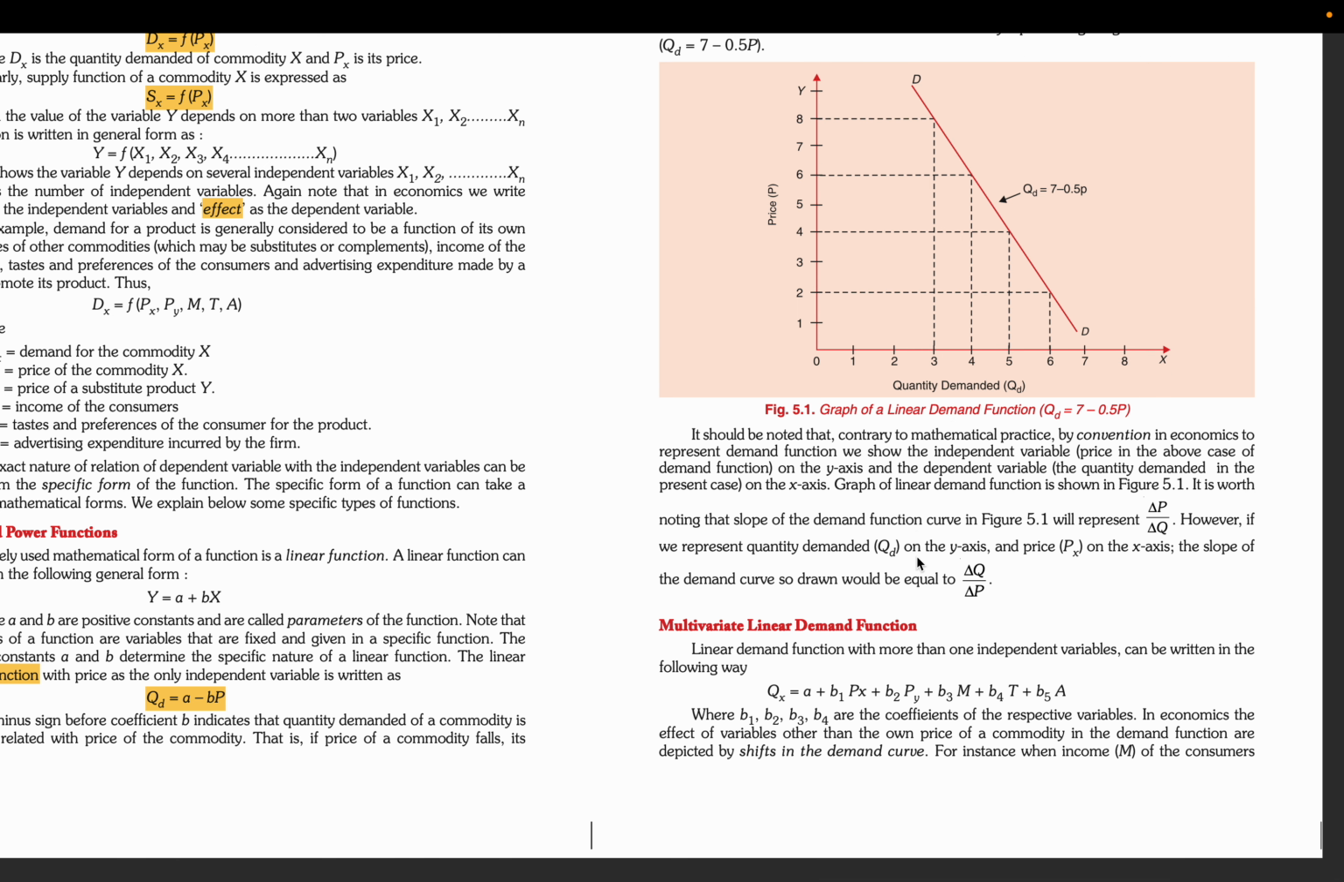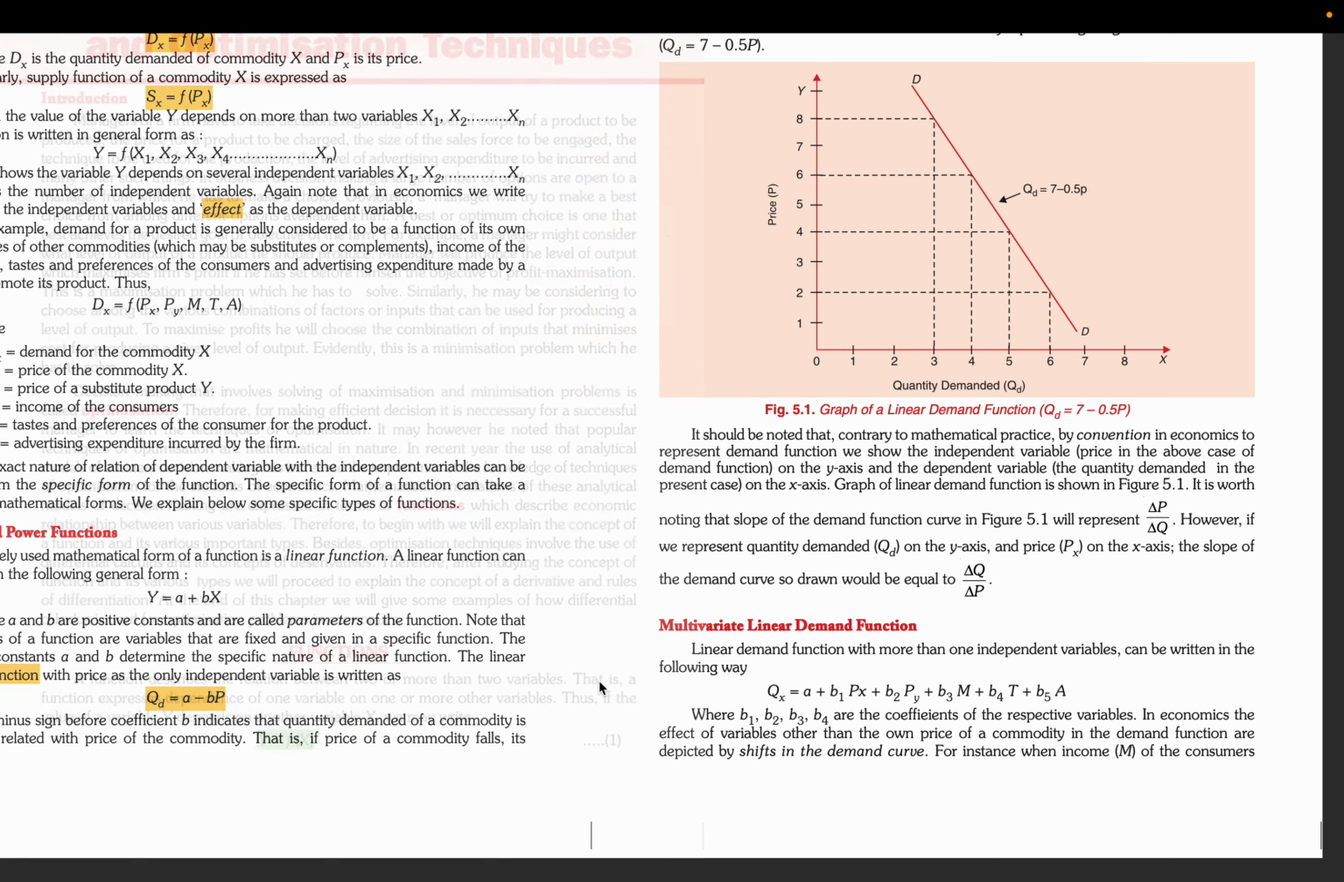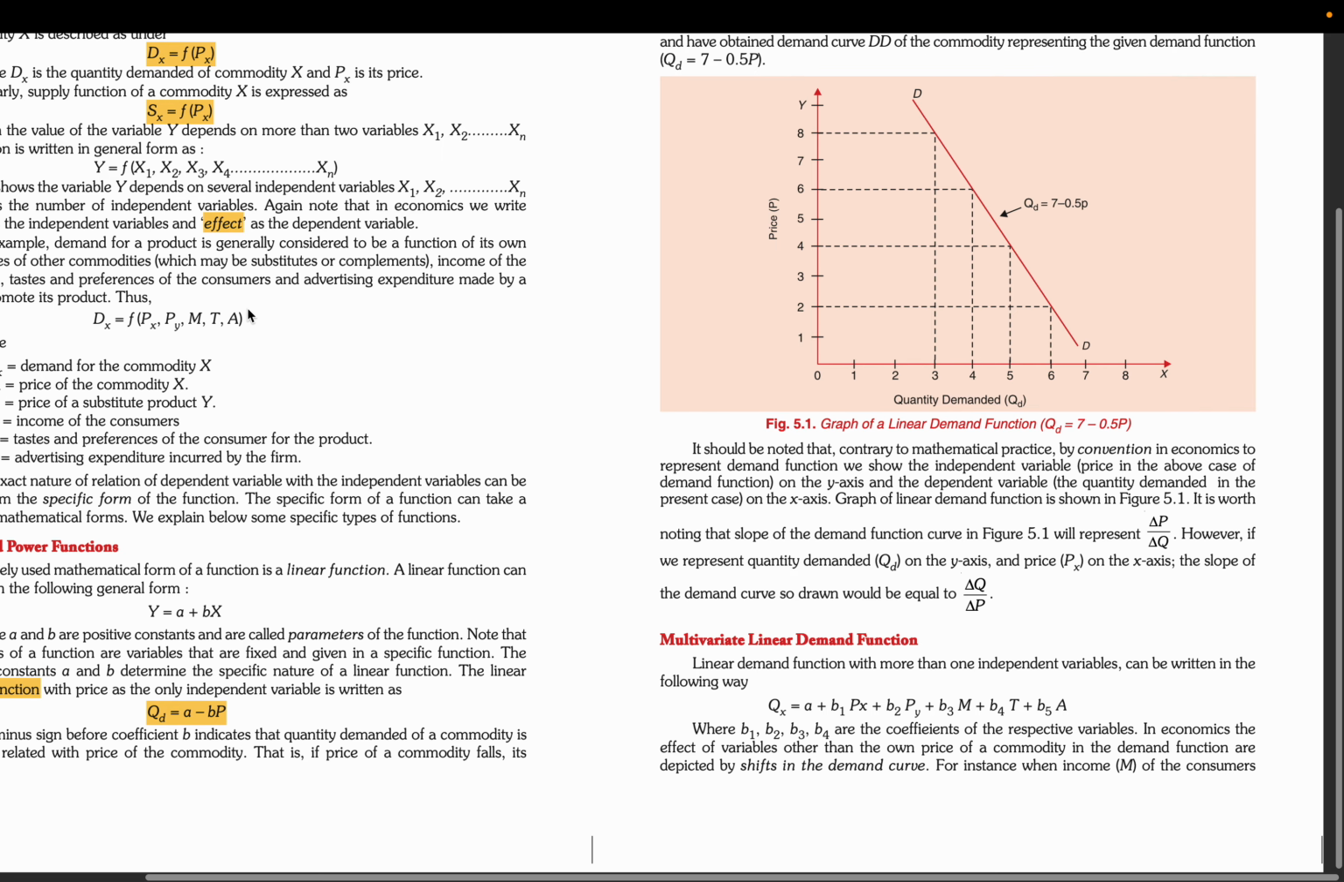Multivariate linear demand function. Linear demand function with more than one independent variables can be written in the following way. So if you have multiple independent variables, you know that independent variables are going to be all of these variables. These are the same variables that we studied right here, where b1, b2, b3, b4 are the coefficients of the respective variables.